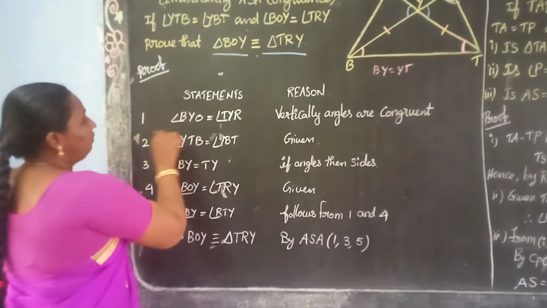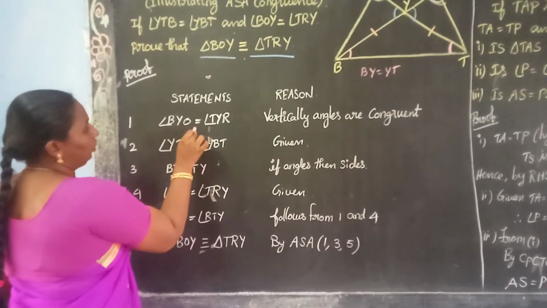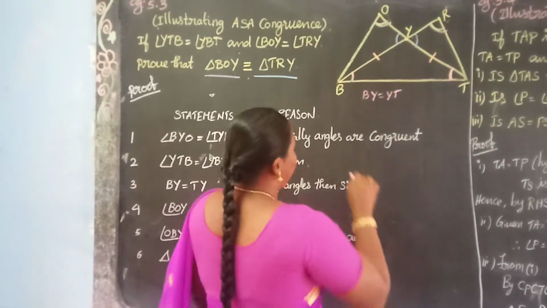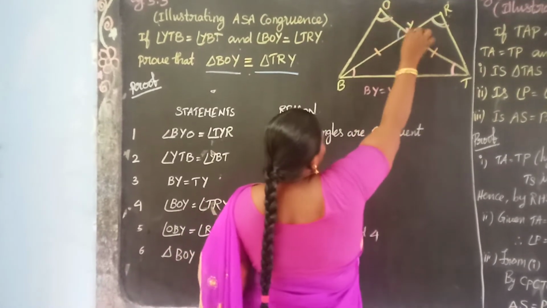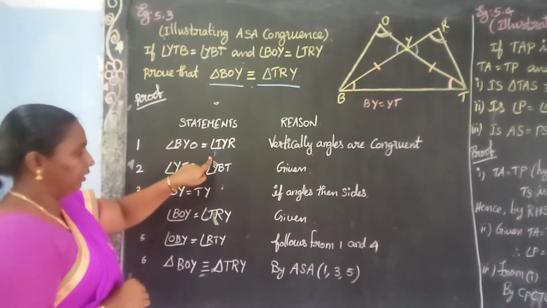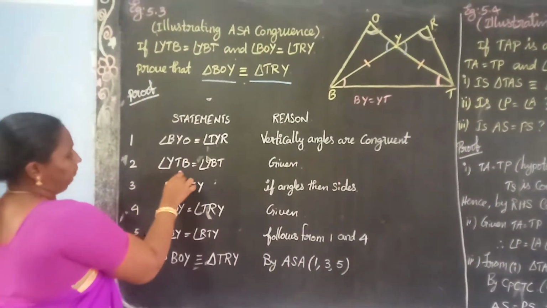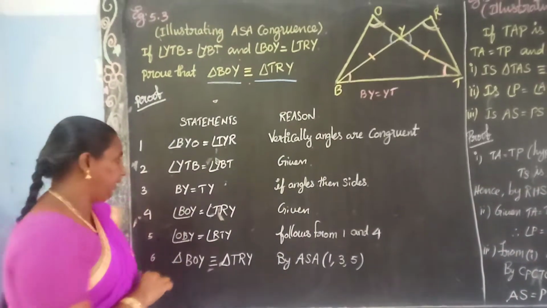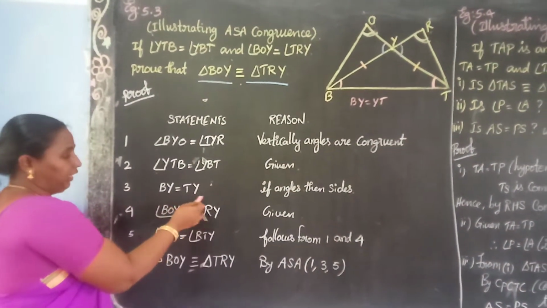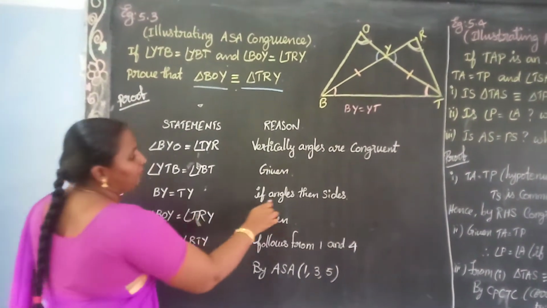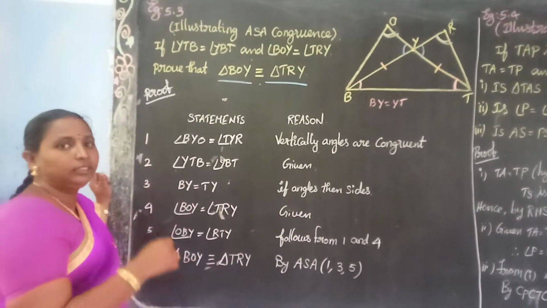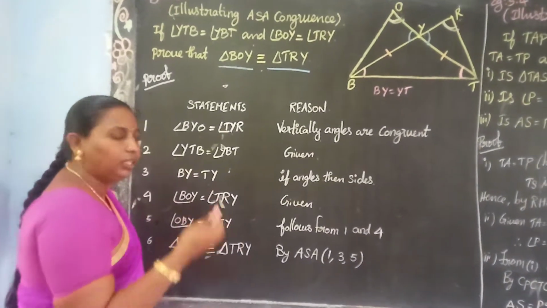See the statements. First one: angle BYO equals angle TYR. As I told you, vertically opposite angles are congruent, so that is OYB and RYT. Next step: they have given angle YTB equals angle YBT, and from that you can write BY equal to TY, or YT. If angles, then sides. If two angles of a triangle are equal, then the sides opposite to those angles are also equal.